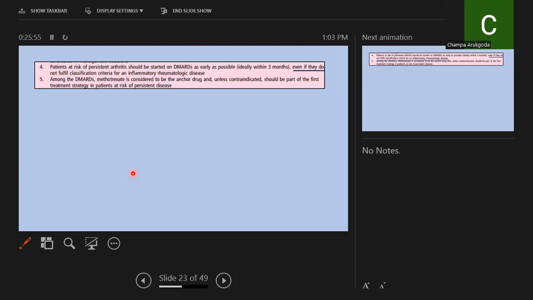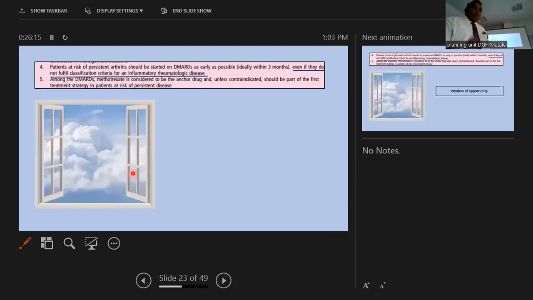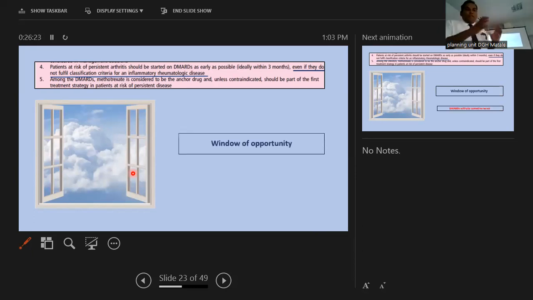And the second point is a very valid point. Among DMARDs, methotrexate is considered to be the anchor drug, unless contraindicated, and it should be the first treatment strategy in patients with persistent disease. This three months period we call a window period. Why we call it window period is that this is a window of opportunity, where if you start the treatment at this point, you would prevent the joint damage, the bone erosions, and sometimes you might be able to reverse the disease itself.